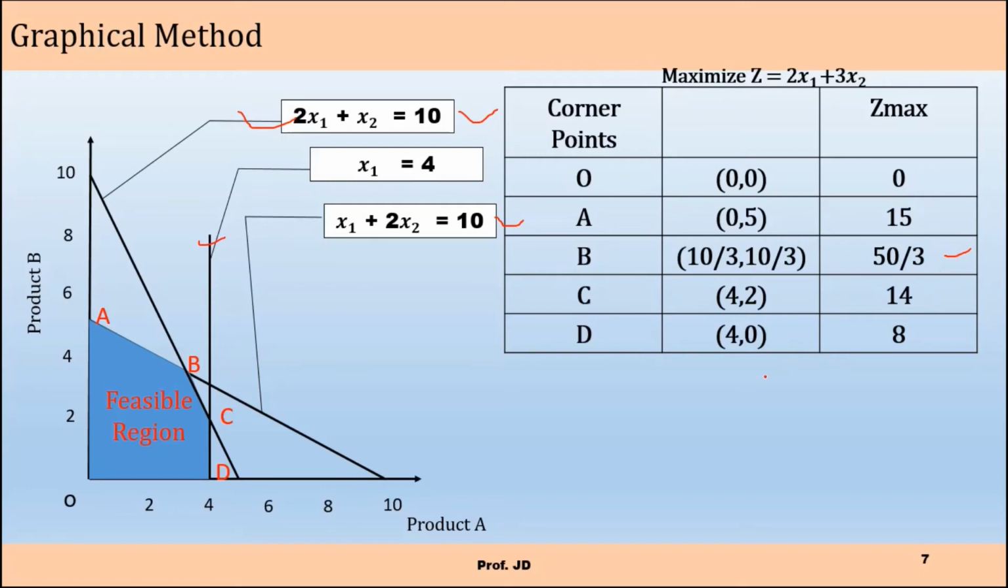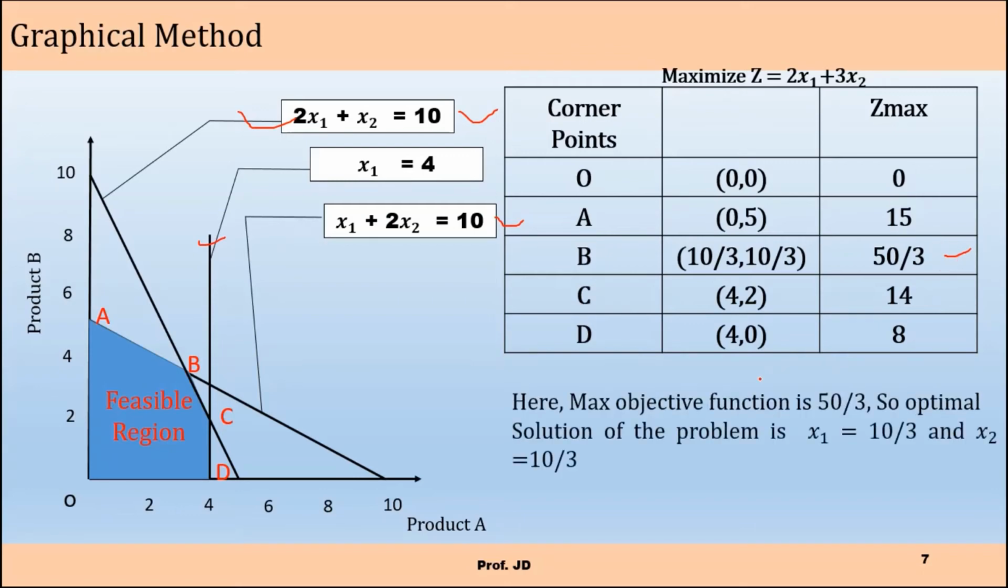So our optimum solution is at point B. The quantities of products A and B should be x1 equal to 10 by 3 and x2 equal to 10 by 3. So this is our optimal solution, right? Now let's solve another problem.